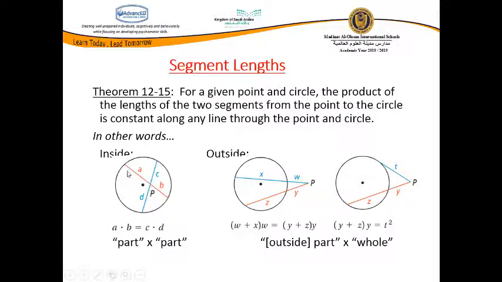Let me explain the first case. If two chords intersect inside the circle, then the product of the segments of one chord, this part A times B, equals the product of the other two segments, C times D. The second case: if two secants intersect outside the circle, then the outer segment W times the whole secant W plus X equals the outer segment Y times the whole secant Y plus Z. The third case: if a secant and a tangent intersect outside the circle, then the outer segment Y times the whole secant Y plus Z equals the square of the tangent t.